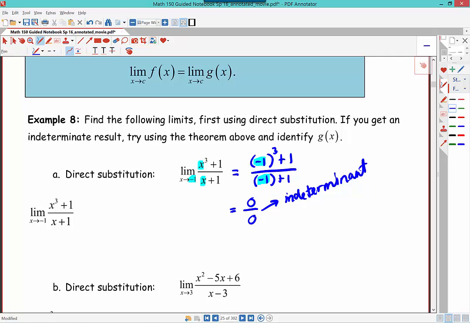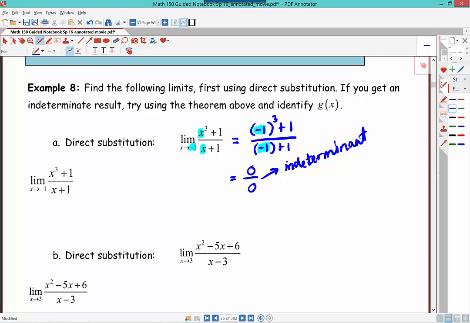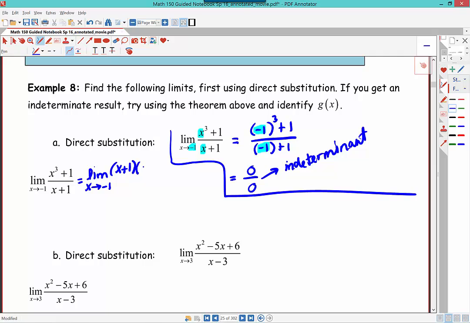So here, the limit as x approaches negative 1 of x cubed plus 1 over x plus 1, remember, is going to be equivalent to the limit as x approaches negative 1. And we had factored before, and we got, what? Good. We got x plus 1 times x squared minus x plus 1, all over x plus 1. The x plus 1's divide out to be 1.